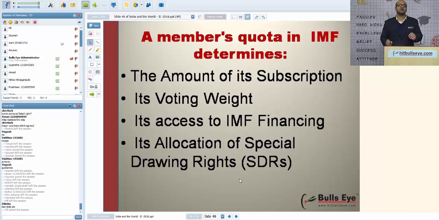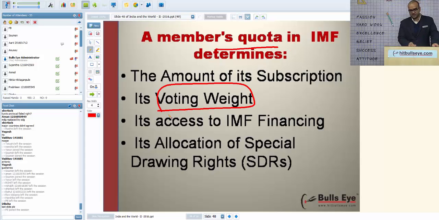The way IMF works is very different as compared to other organizations like the UN. Now in the UN General Assembly, every country has one vote, whether it's a large country like Russia or a very small country like Sri Lanka. However, in IMF as well as World Bank, whichever country contributes the most has the most weight attached to its vote, right? So an IMF member's quota determines its voting weight. This is very important as far as IMF functioning is concerned, right?